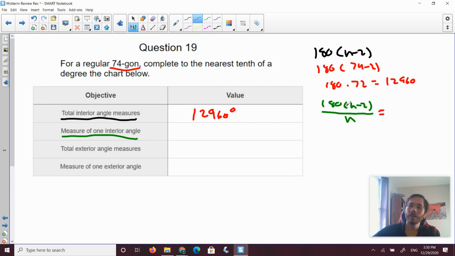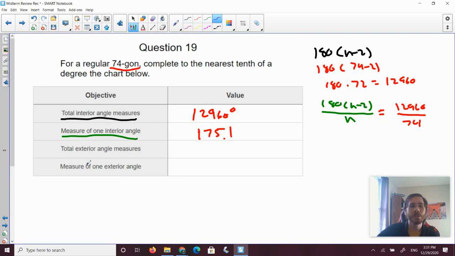We know 180 times n minus 2 because that's what we found for the total interior angle measures. So that's 12,960. N is still 74. We still have 74 sides. So if I divide by 74, I get 175.1. It just says I have to go to the nearest tenth, so I only need one decimal place. You can go more if you want, but it only asked for one.